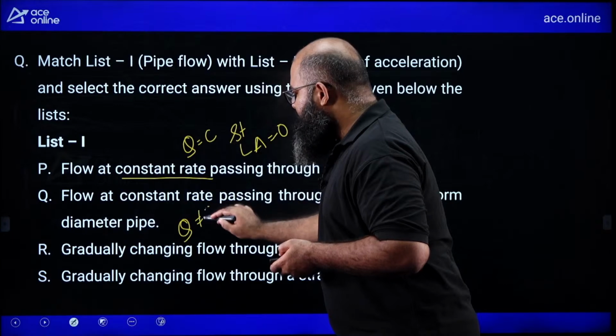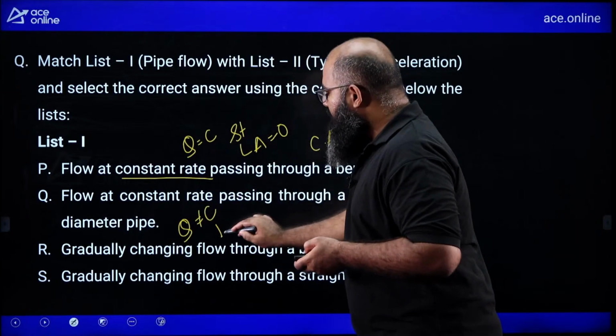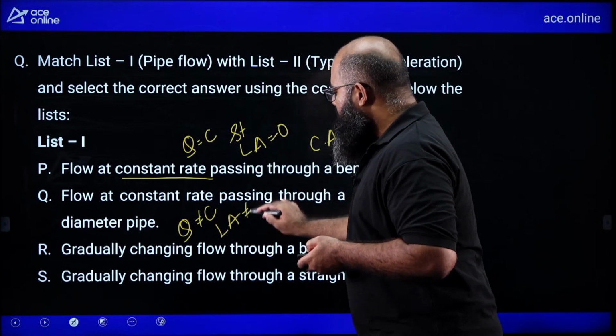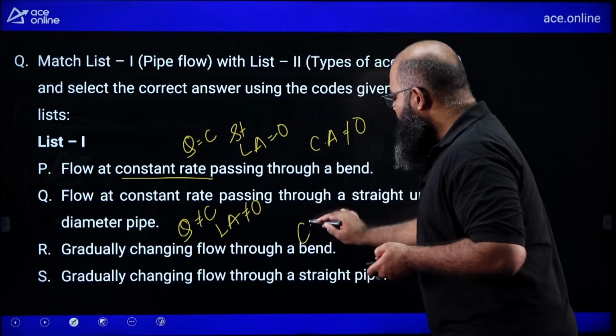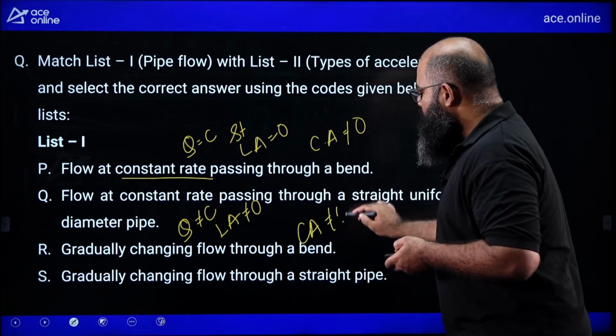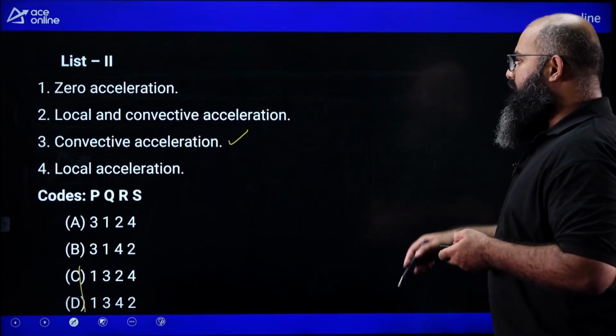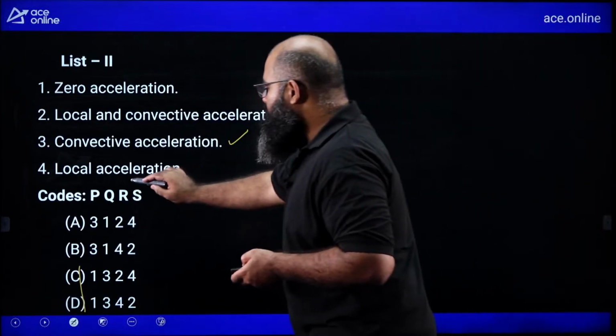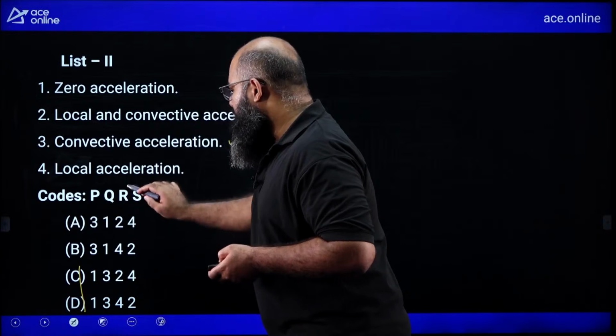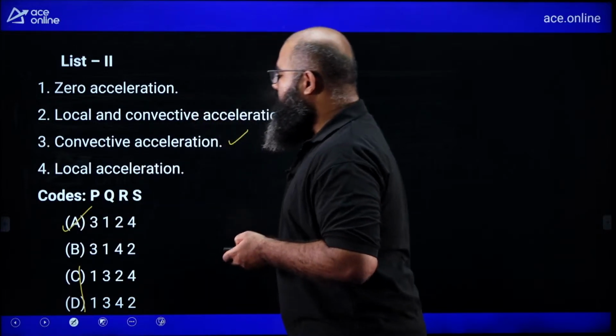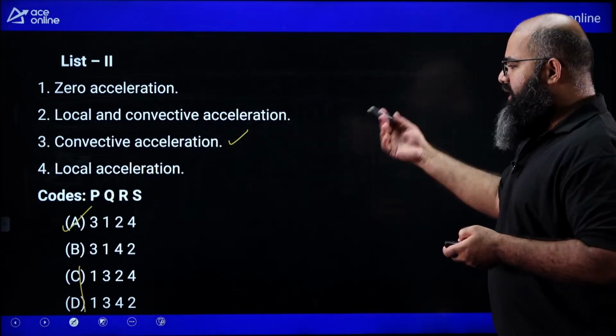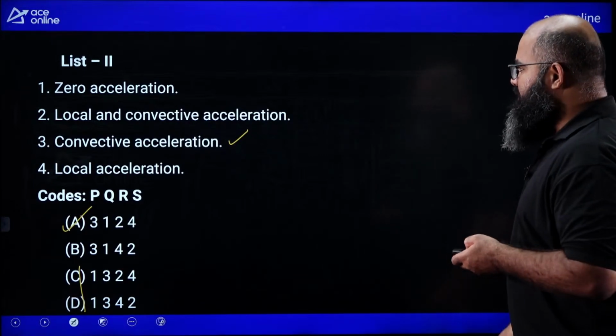If Q is not a constant, it is an unsteady flow, so local acceleration also is present. Likewise, through a bend means convective acceleration also is present. So both the accelerations are present, local as well as convective. So R should go for 2. So P for 3, R for 2, only one option is correct over here, option A. You don't have to solve for everything, eliminate the answers as much as possible.